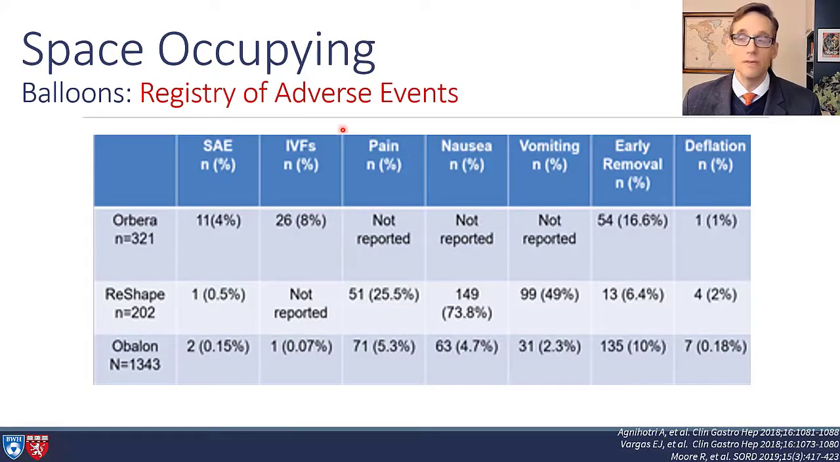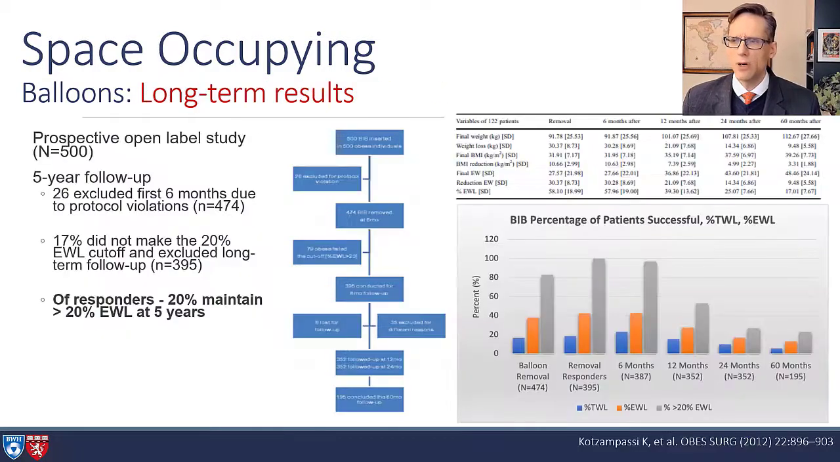This is a registry of adverse events for balloons. You can see we have a couple of fluid-filled balloons and a gas-filled balloon here. And the SAE rates are fairly similar to what we've been reporting. It was a little higher in this single fluid-filled balloon compared to the gas balloons and the others, but across the board similar for the most part.